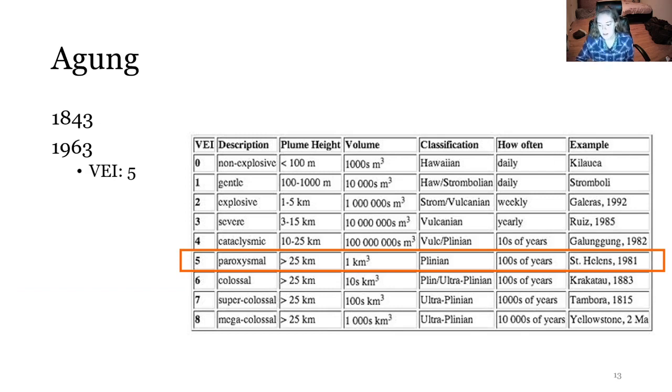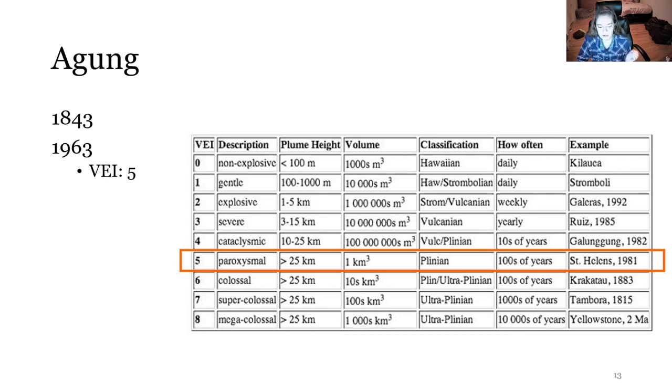Mount Agung has had a couple of notable eruptions. There was a big eruption in 1843, but since records are not common for that one because it was so long ago, we're going to be looking at the 1963 eruption and the 2017 eruption. In 1963, Agung exploded with a VEI of 5.